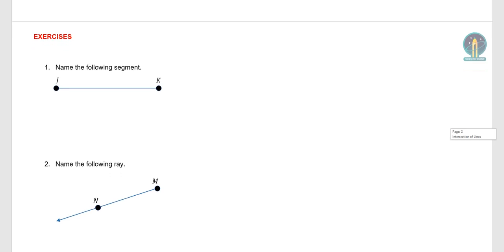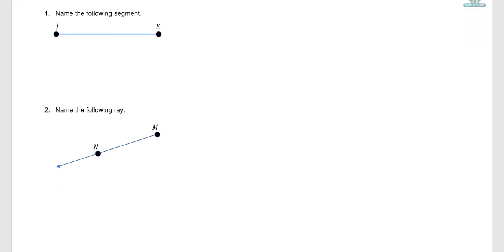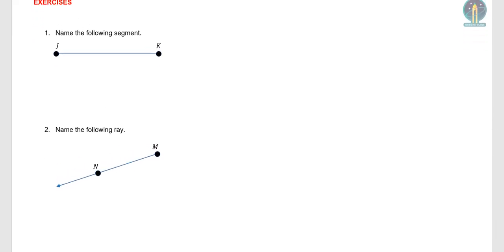And here we have some exercises. Please pause the video, work on these, and come back for the solutions. Name the following segment. We talked about line segments, and for line segments, it's not really critical which side to start with. You can name it JK or KJ, but convention is typically to start from the left. But again, it's not too critical.